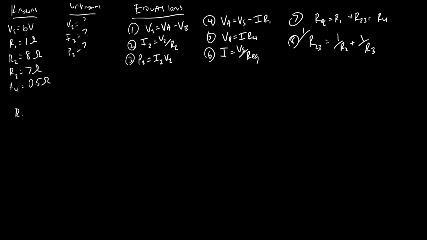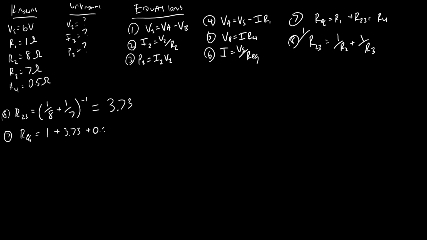So R23 is going to be equal to 1 over R2, which is 8, plus 1 over R3, which is 7, all to the -1. And if I plug that into my calculator, I get 3.73 ohms. So that was for equation 8. I'm now going to move on to equation 7. Req is going to be R1, which is 1 ohm, plus R23, which I just solved for, which is 3.73 ohms, plus R4, which is 0.5 ohms.